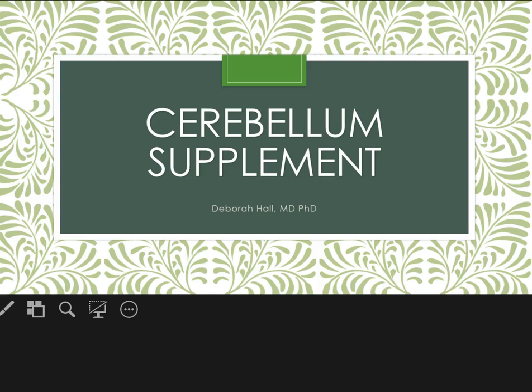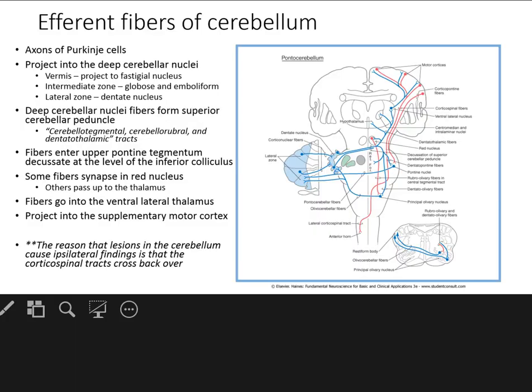There were some questions about the cerebellum, so I've recorded a couple slides as a supplement to my prior talk. Let's first review the efferent fibers of the cerebellum. The efferent fibers start in the axons of the Purkinje cells, which project into the deep cerebellar nuclei.